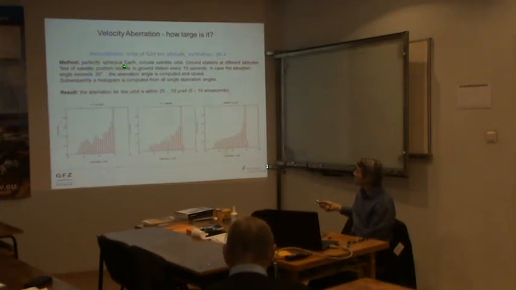We assume a perfectly spherical Earth, a circular satellite orbit to make the computation simple, and look what ground stations at different latitudes would say. The simple formula, 2 times satellite velocity divided by the speed of light, is a simplification, as I already told you. In principle, there are 2 components of the velocity aberration vector, but I didn't want to make it too complicated. You have to solve it in a way that you test every second if your satellite is above your station, and in case the elevation angle exceeds 20 degrees, you compute the aberration angle from the velocity components along the orbit and store them, and subsequently you make a histogram for that.